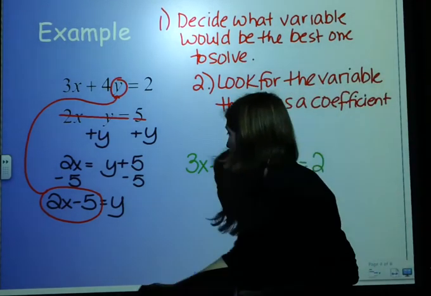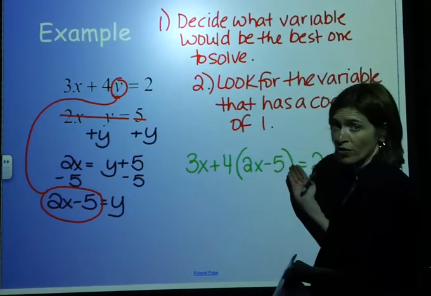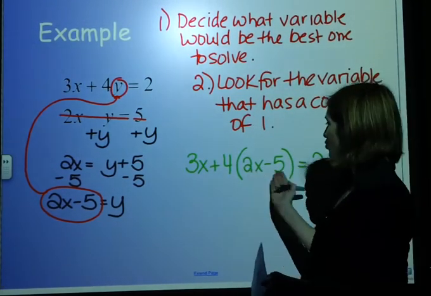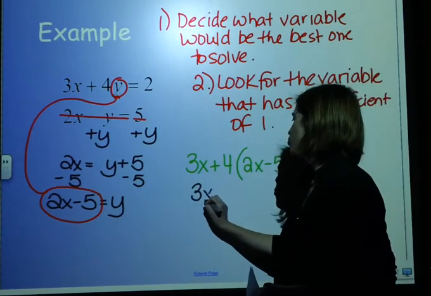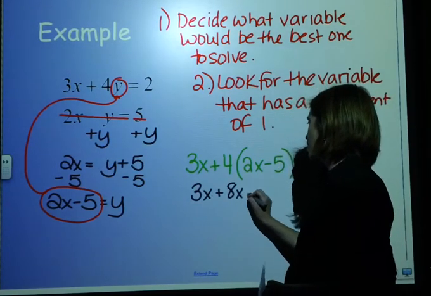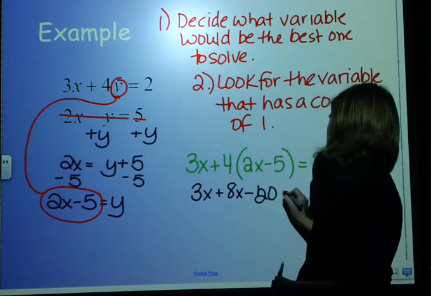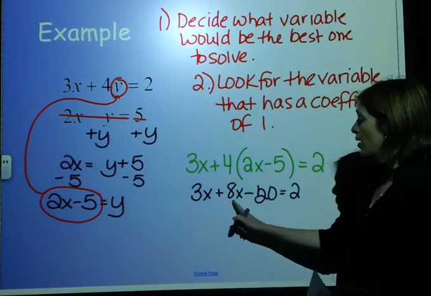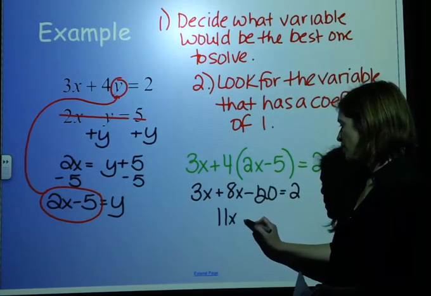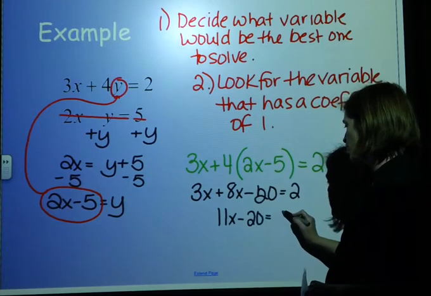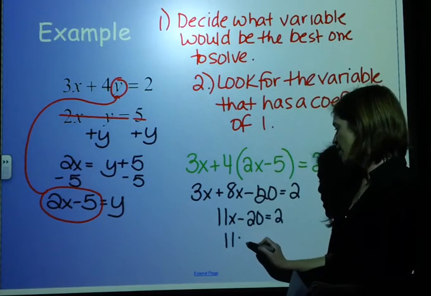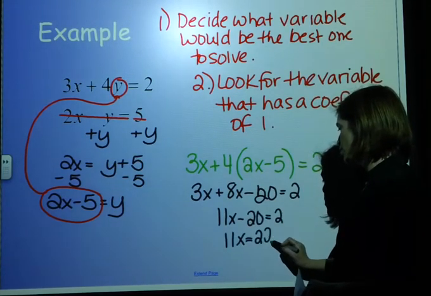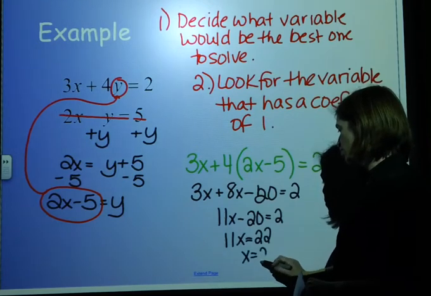All right, so now I have an equation in one variable that I do know how to solve. So first I'm going to distribute. So 3x plus 8x minus 20 equals 2. Combine like terms, so 11x minus 20 equals 2. And 11x equals 22. So x equals 2.